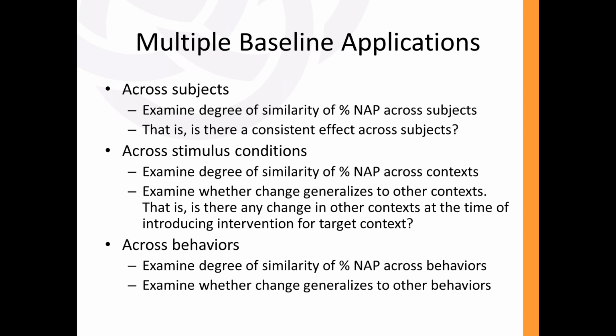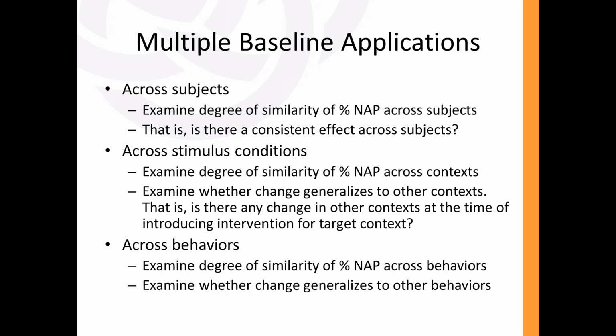But basically, you can examine the degree of similarity across subjects. So is there a consistent effect across subjects? That can certainly be one of the applications that, again, helps in understanding how effective an intervention is. So we're basically looking at generalizability and just overall robustness of an intervention.